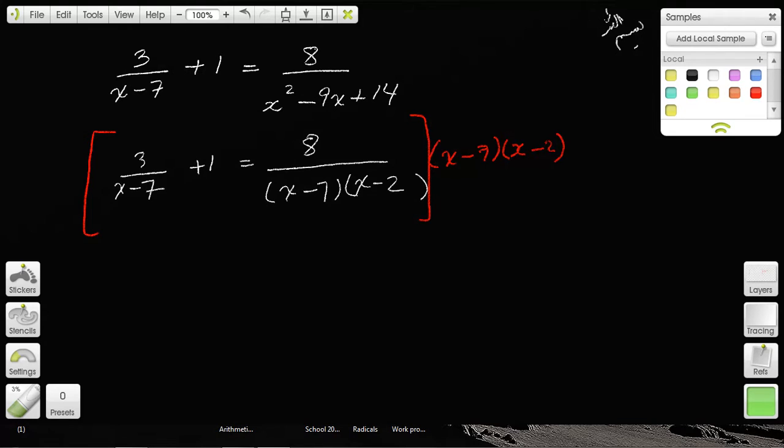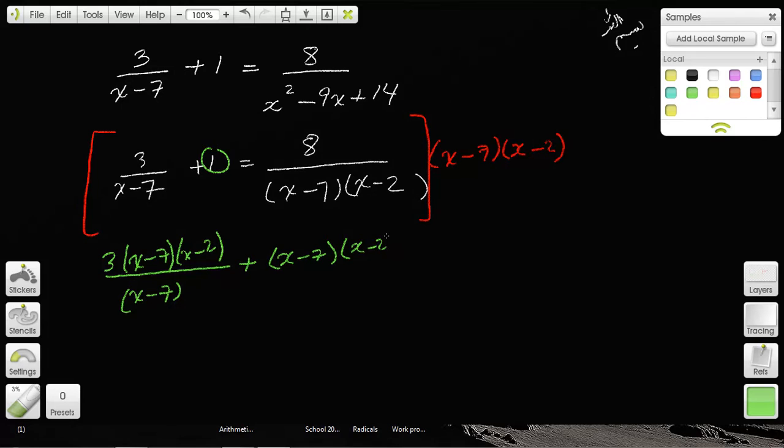Yeah, you do the whole thing, and then you 3 plus 1. Wait, 3 times x minus 7 times x minus 2. You're distributing, right? Over x minus 7. Here you just do progressive logical reasoning. Okay. And then plus 1 times x minus 7 times x minus 2.